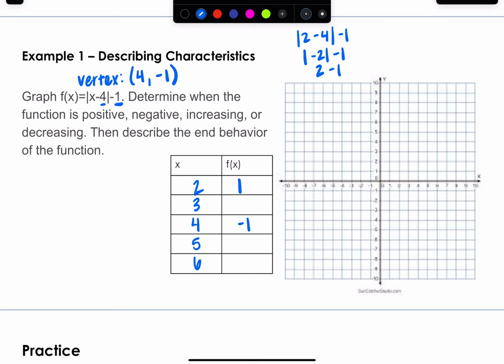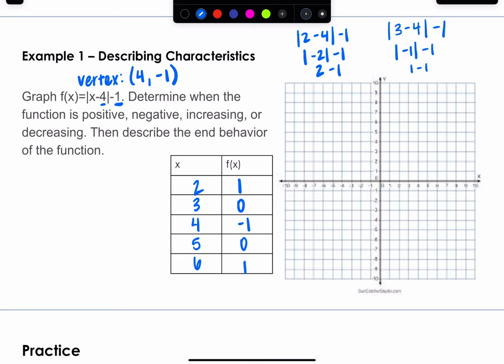Then we're going to plug in our next x value, 3. So absolute value, 3 minus 4 minus 1. Simplify the inside. It's negative 1. And then take that absolute value. So 1 minus 1, that'll be 0. Now this is why it's important that you remember that we're symmetric, because that means you can just carry over your points and not plug in your other two values.